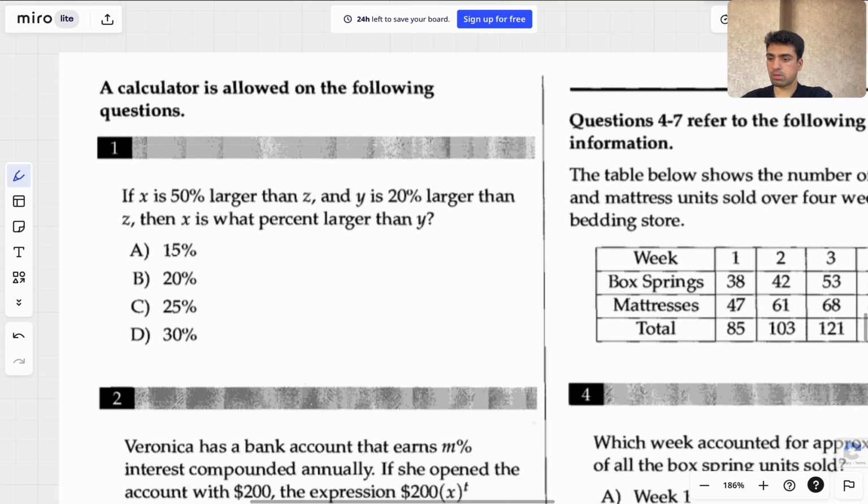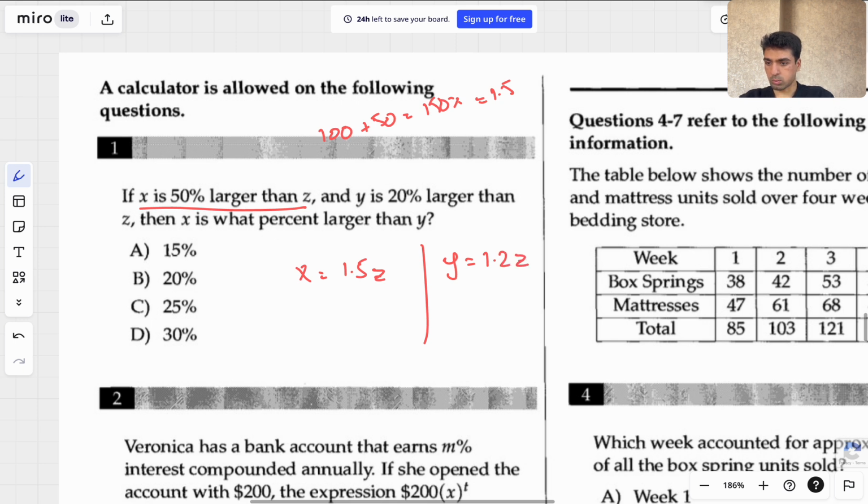All right, questions? So first one, it says X is 50% larger than Z. So you can write this as X is equal to, 50% larger means 50% increase, which means you can write that as 100 plus 50, which is 150%, which is 1.5. So X is 1.5 Z, right? Larger than Z. That's the first one. The second one is Y is 20% larger than Z. You can write that as 1.2 Z.